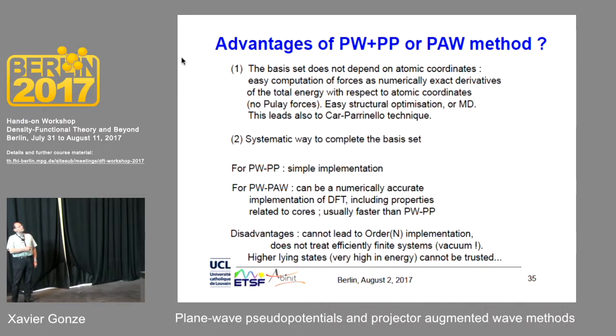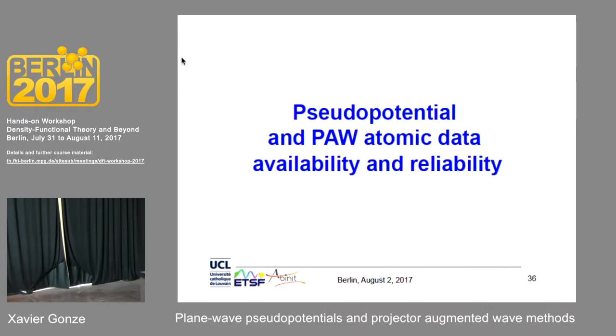For plane wave PAW, it can be a numerically accurate implementation of DFT, including properties related to the cores. And it's usually faster than plane wave norm-conserving pseudopotential. However, it cannot yield an order N implementation. It is also constrained by the periodic boundary condition, so it does not treat efficiently finite systems, and the higher-lying states, very high in energy, cannot be trusted. But let's say for 99 percent of the applications nowadays, plane wave PAW is really a method of choice.